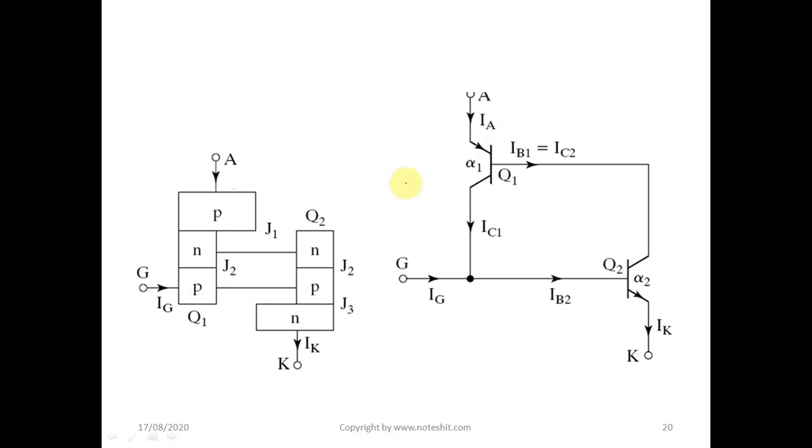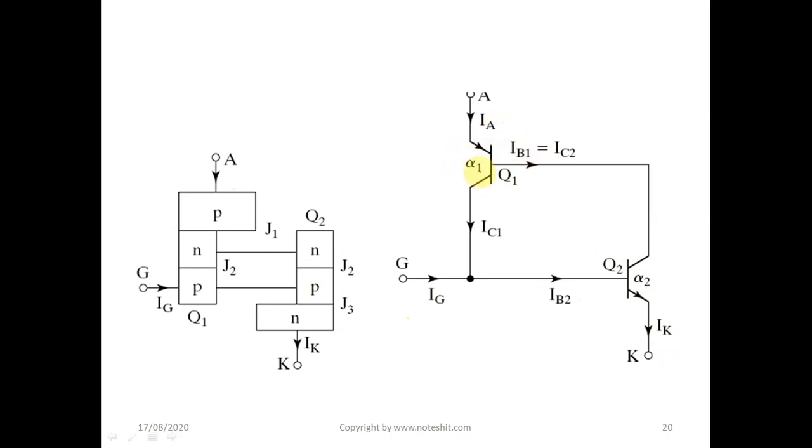Similarly in this structure, the collector of Q1 transistor is connected to base of Q2 transistor, and collector of Q2 transistor is connected to base of Q1 transistor. See here the gate current flowing through the circuit. This is the IC2 current. This IC2 current is applied to IB1 and this IC1 current is applied to IB2. Why? Because this one is the transistor Q2 and this one is the transistor Q1. This is the gate current, this one is the cathode current and this one is the anode current.